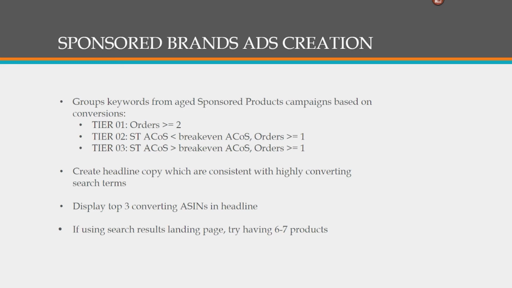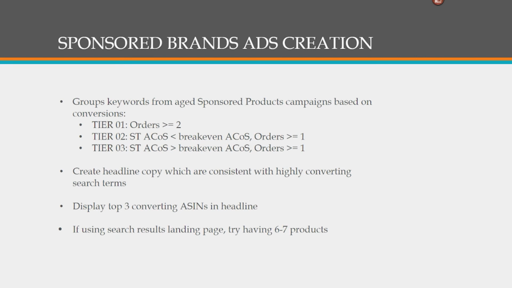So if we have 10 different headlines we want to try to advertise for, then we'll end up with 10 different tier two campaigns and tier three campaigns as well. So you can see where we already have 30 sponsored brands campaigns just based on this summary alone. Okay, the next bullet point: display the top three converting ASINs in the headline. When you create a sponsored brands campaign, the process requires a minimum of three ASINs to be advertised. So you're going to have to find three ASINs.